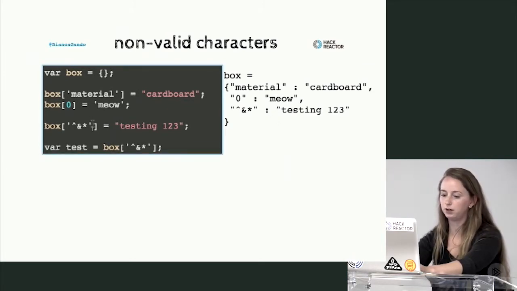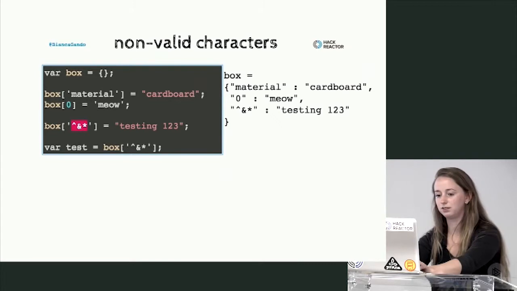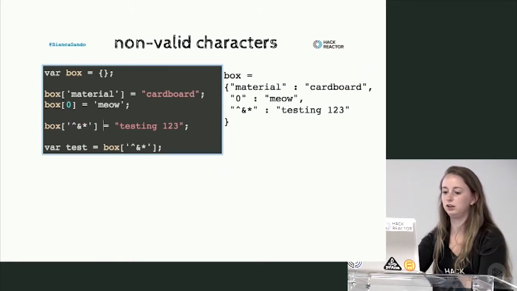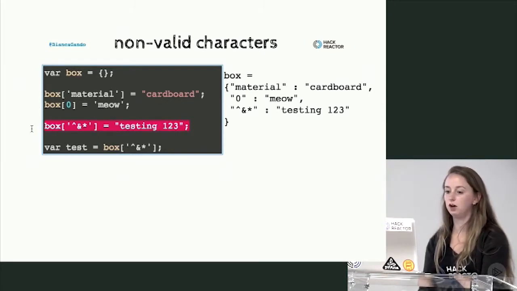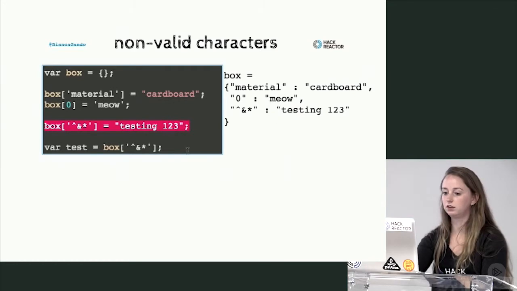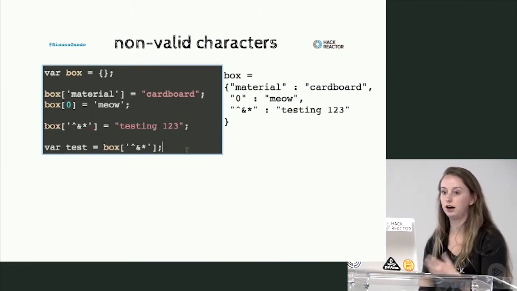For example, here we have this really semantic name, upper caret ampersand star. I name most of my properties like this, for readability purposes. And that's how we deal with non-valid characters, numbers, things like that. And if we want to access them, it's the same way. We have to keep those quotations around it with the bracket notation.